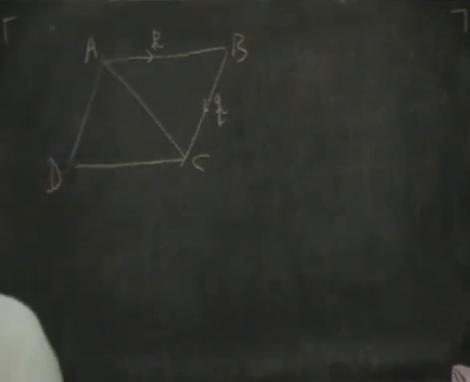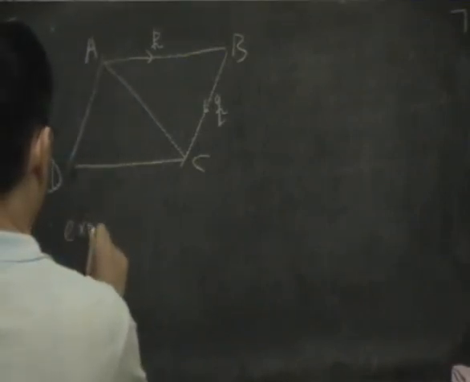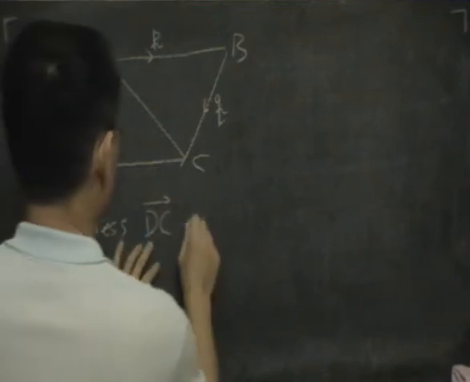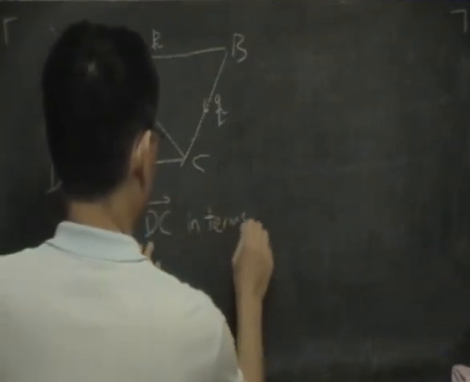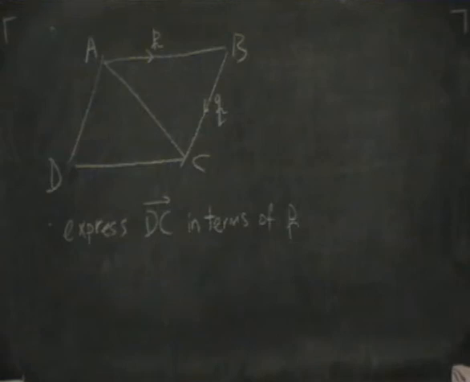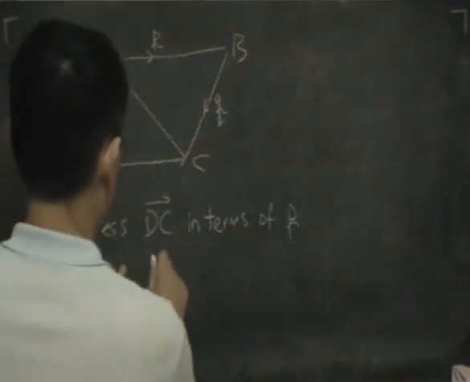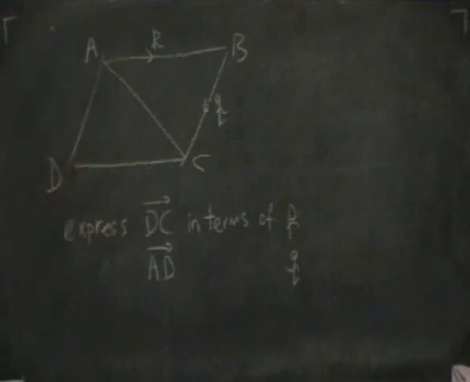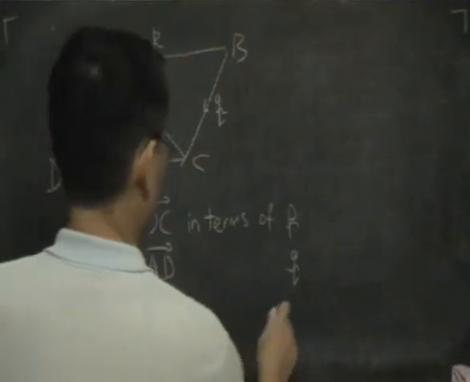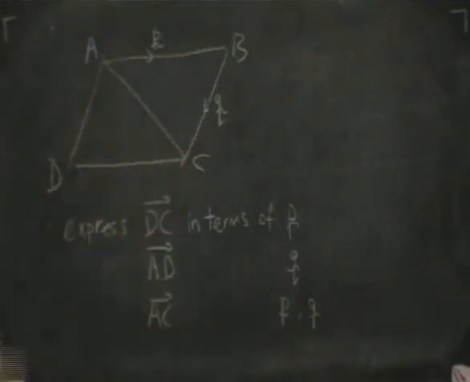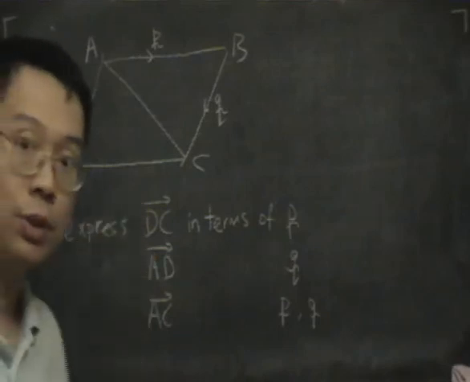Okay, the first thing we want to do is to express the vector DC in terms of P. Then I want to express vector AD in terms of Q, and the vector AC in terms of P and Q. So these are what we want to do. We look at these three parts of the question.